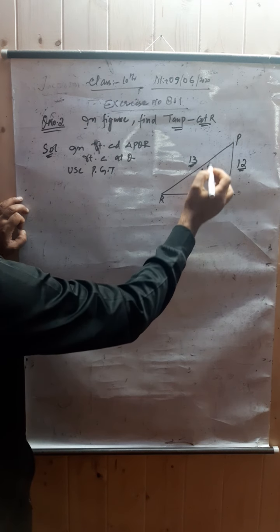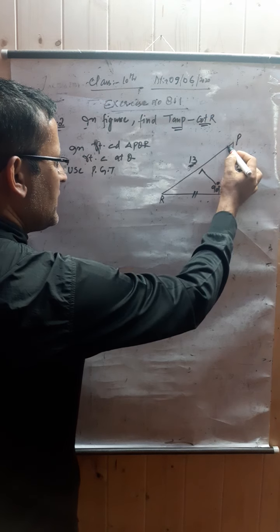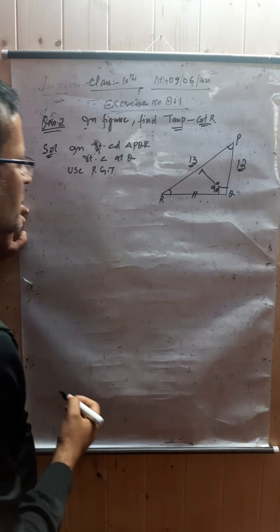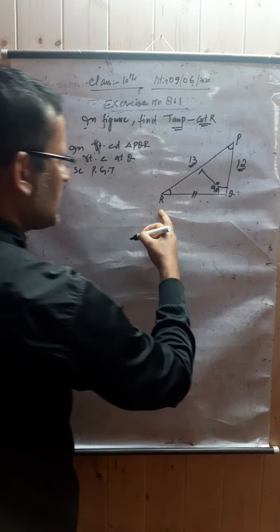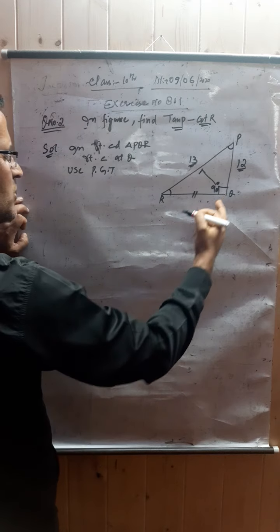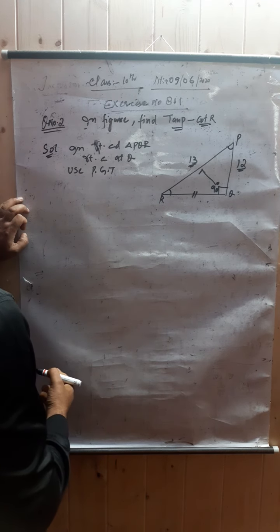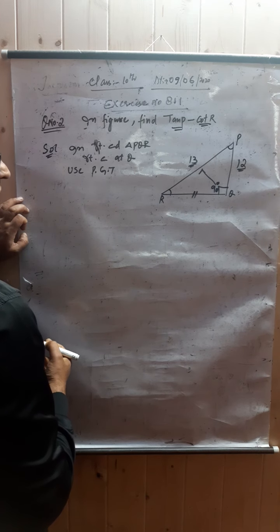Here the hypotenuse means the side which is opposite to the greater angle. Angle P and angle R are the acute angles, that means their measures are less than 90 degrees. So the greater angle here is Q, and the side opposite to the greater angle is the greater side. The greater side of a right angle triangle is known as the hypotenuse.